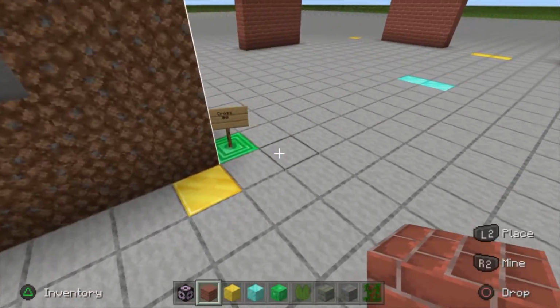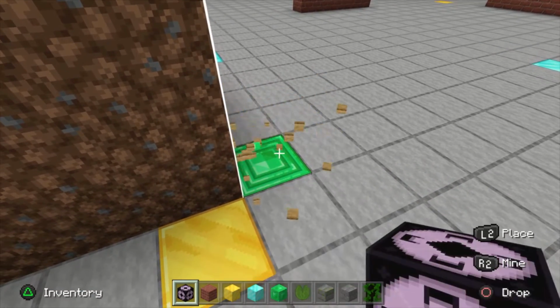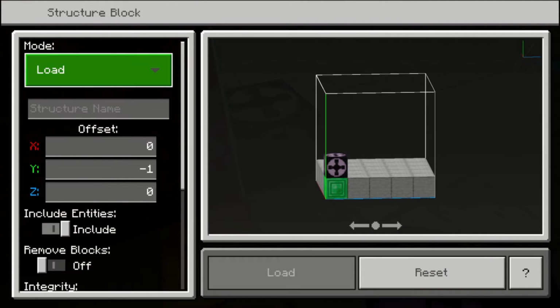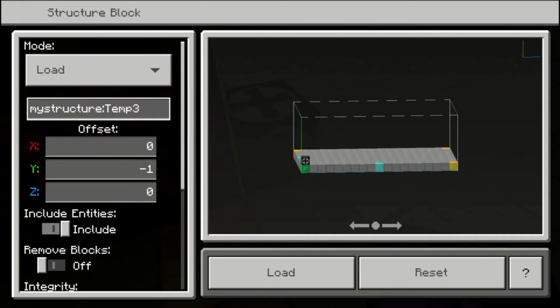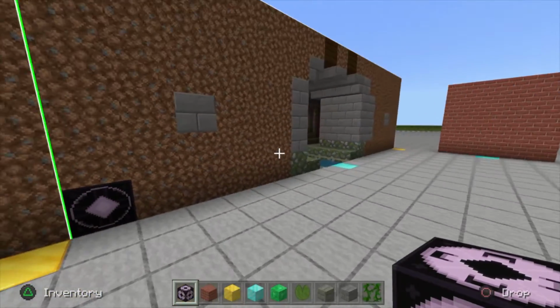Let's go right over here, and it's going to say cross at 0 degrees. Put in our structure block, and we're going to load. And cross is temp 3. Type in temp 3, 0 degrees, load, done. Okay, now our cross is in there.